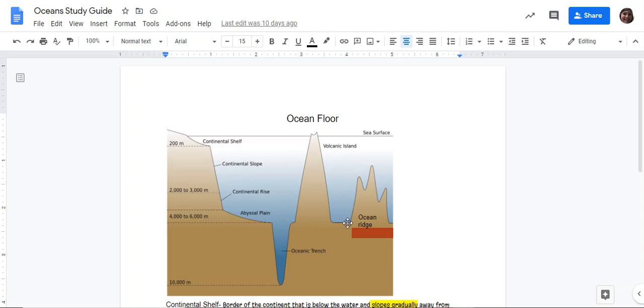Lastly, you have an ocean ridge. An ocean ridge is like a mountain underwater, and that's caused from a divergent boundary. So when two plates go apart, that is an ocean ridge. And you can kind of remember that divergent divers are in the ocean, and that's that ocean ridge.